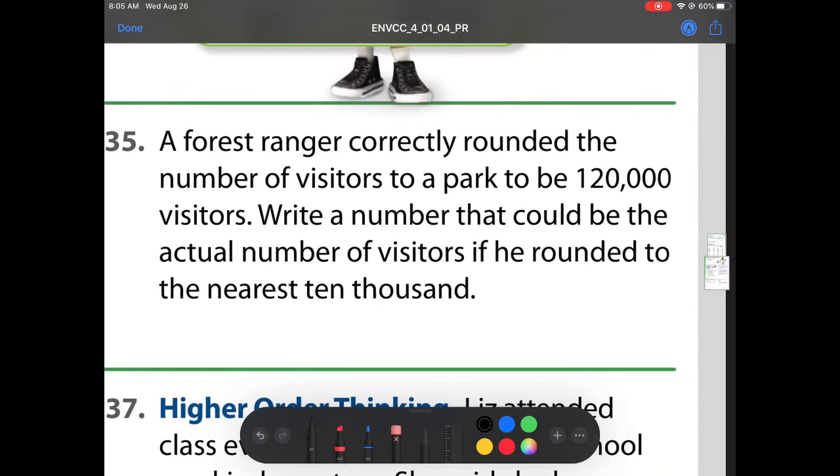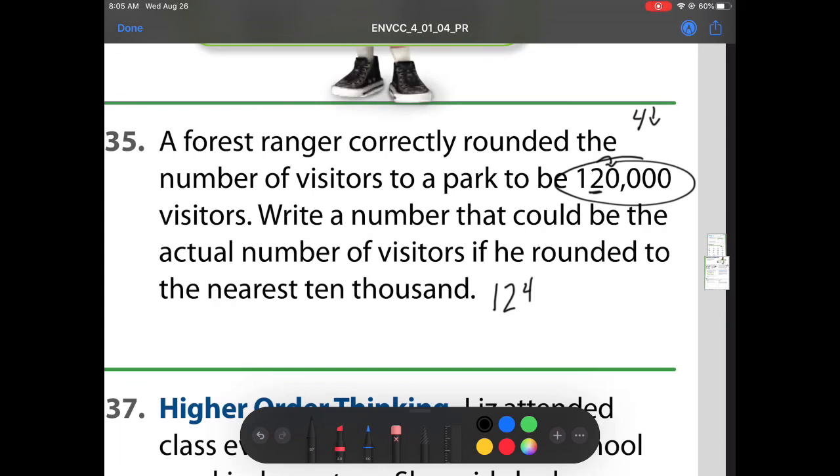Number 35. A forest ranger correctly rounded the number of visitors to the park to be 120,000 visitors. Write a number that could be the actual number of visitors if he rounded to the nearest 10,000. So we need to think, what could be this 2? So what we just talked about in that last problem, I'm going to just say we're going to round down. So it's going to rest, which means this number next to it needs to be 4 or less. So let's pick the number 4.